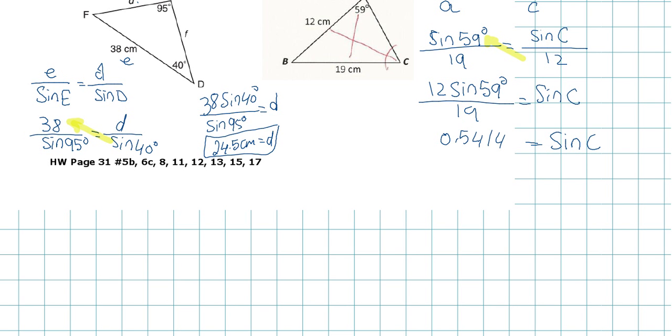Now, if I want to find angle C, I have to do the sine inverse. There we go. And that should give you 33 degrees, you said? Are we good with that? Excellent.